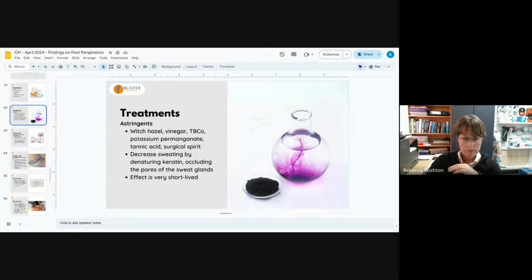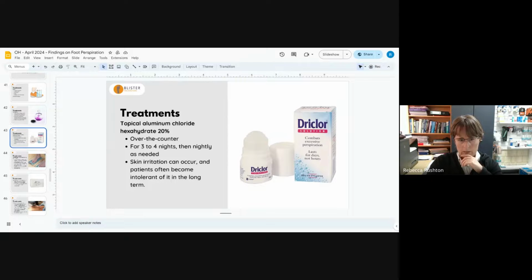Astringents decrease sweating by denaturing keratin and occluding the pores of the sweat glands. Unfortunately, the effect is very short-lived. Aluminium chloride hexahydrate 20%, for example, Drysol. It's over the counter. I had a quick look online this morning, and you can buy it on Amazon and eBay, but I couldn't find it in any of the major online pharmacies. So I don't really know what the go is there, but it's available. The idea is you use it three or four nights in a row and then nightly as needed. Skin irritation can occur and patients often become intolerant of it in the long term.